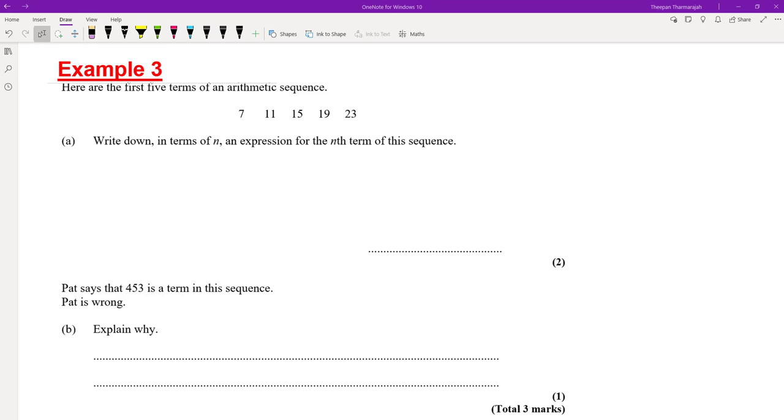Okay, welcome back. We've got 5 terms of an arithmetic sequence. We want to write down the nth term expression of this sequence. Further, it states that Pat says that 453 is a term in the sequence. Pat is wrong. Explain why. Let's do the nth term first. What do we add every time? In this case, it's 4 again. It doesn't always have to be 4, but in this case it is. So we're adding 4 every single time.